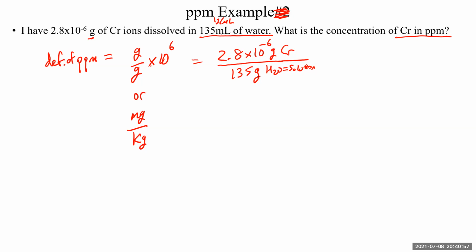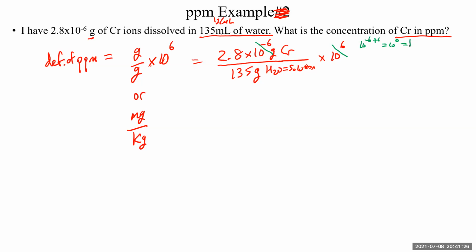Okay, so we take 2.8 times 10 to the minus 6 divided by 135, so that's grams divided by grams, but again, we multiply by 10 to the 6. But wait a minute, what happens if we do that? Times 10 to the minus 6 and 10 to the positive 6, well, doesn't that just equal 10 to the 0, which is 1? Yeah, so these actually go away. The 10 to the 6 and the 10 to the minus 6 cancel out. So our answer is going to be the 2.8 divided by 135.